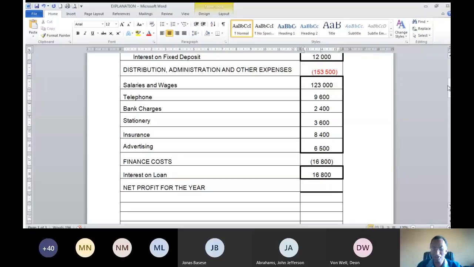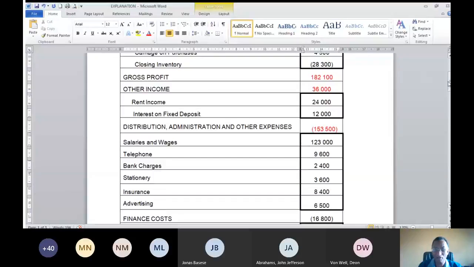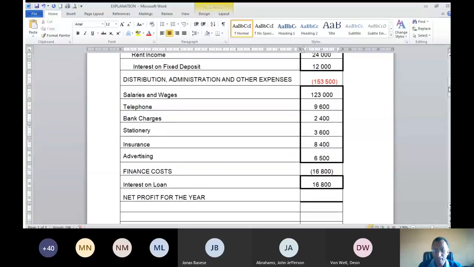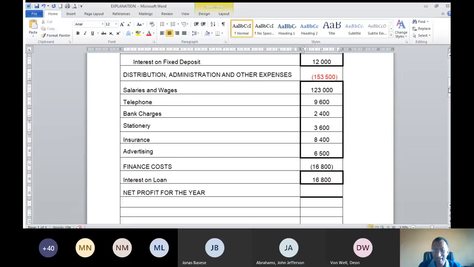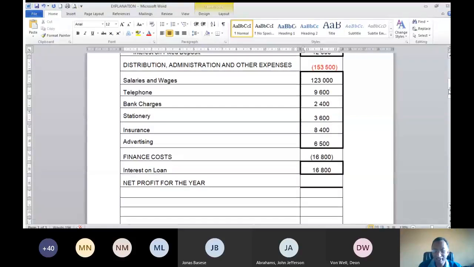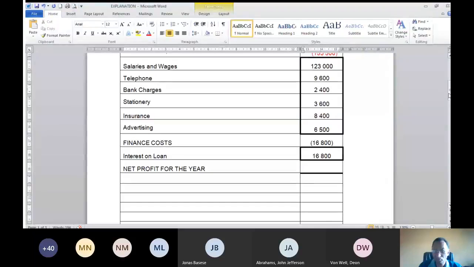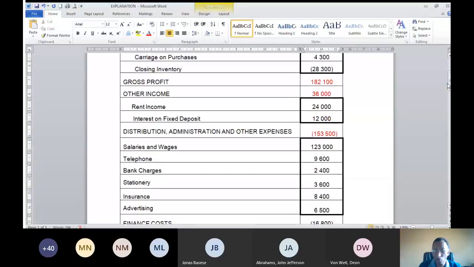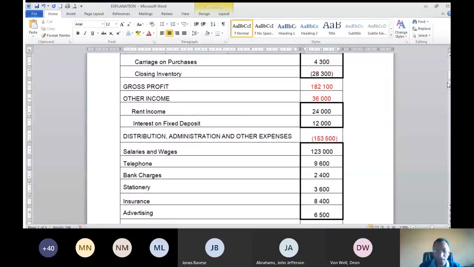I don't know how far, what you have missed so far, but what I've done is that I've completed the exercise. I've put in the other income. There were only two. I've put down the distribution, administrative, and other expenses. I've put down my finance costs. And now I'm going to calculate what is the profit or the loss for the year.